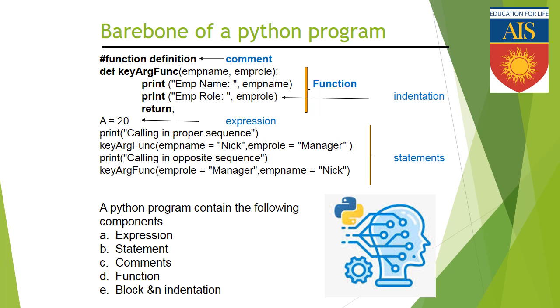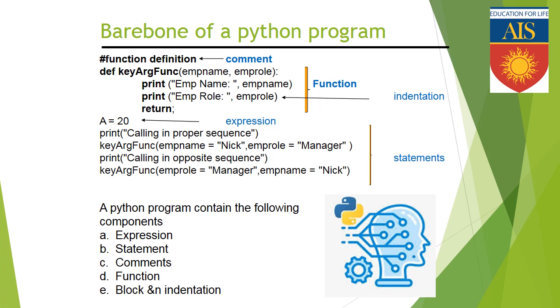Next line, a equals 20, print calling in proper sequence, then key argument function emp name equals nick, emp role equals manager, print calling in opposite sequence, key argument function emp role equals manager, emp name equals nick. So these are the statements.